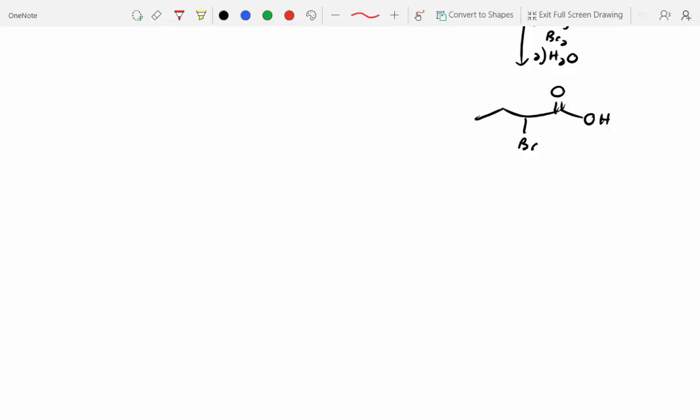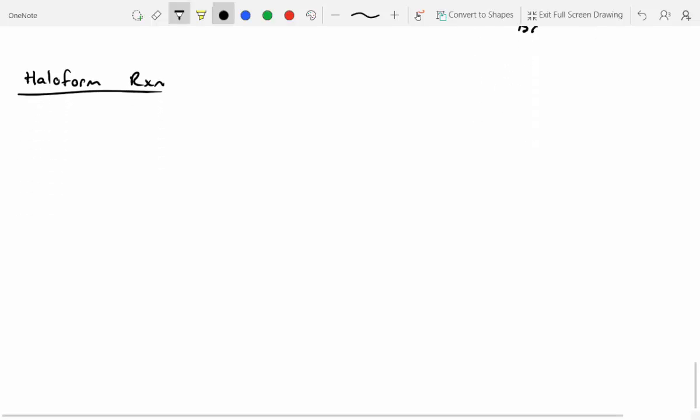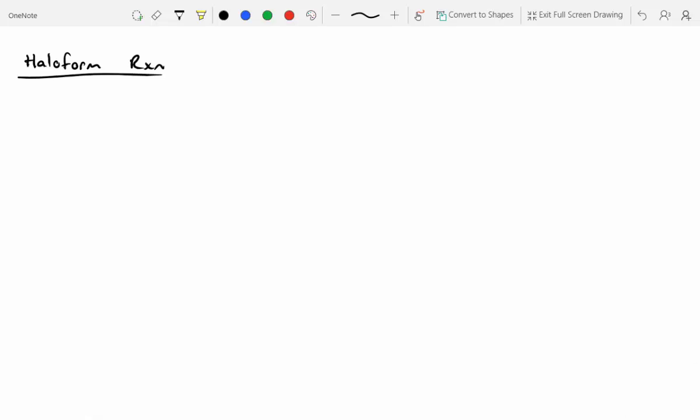Okay, so yesterday we finished off talking about alpha halogenation. We have one more really useful reaction to talk about from that section, and this is called the Haloform reaction. You guys have actually done this reaction, assuming you made it through your whole synthesis project.